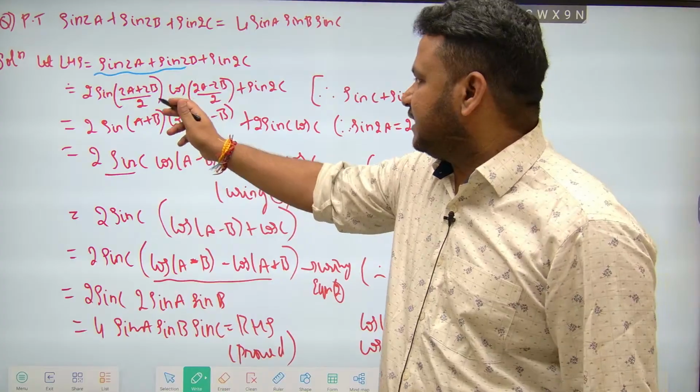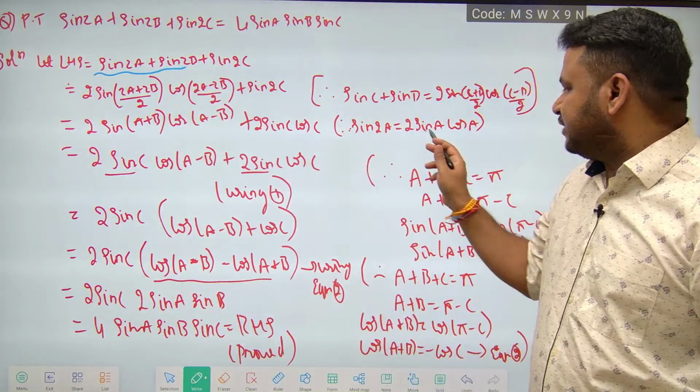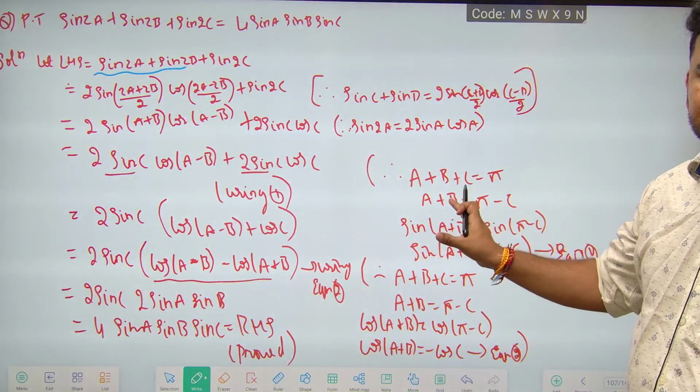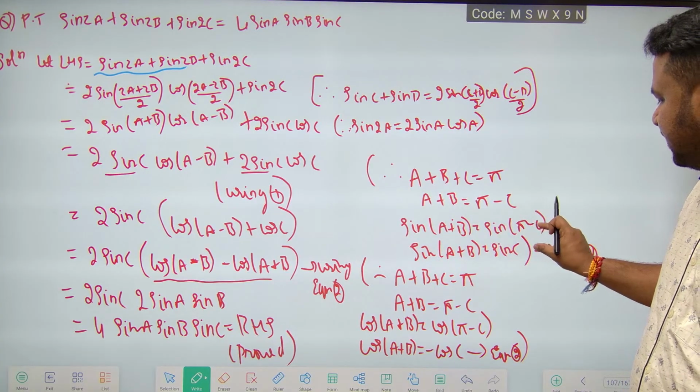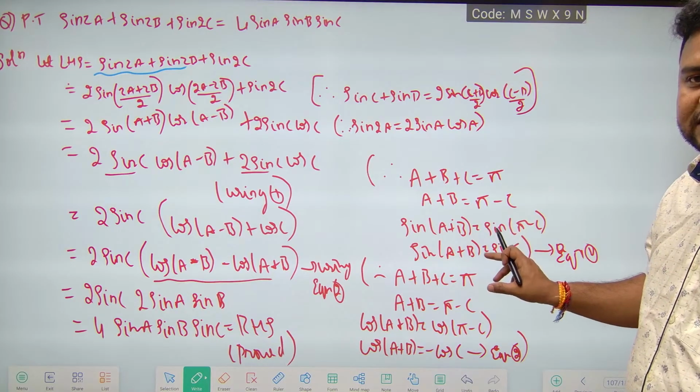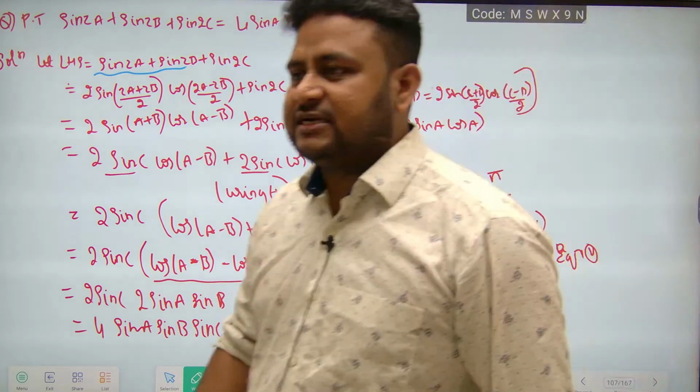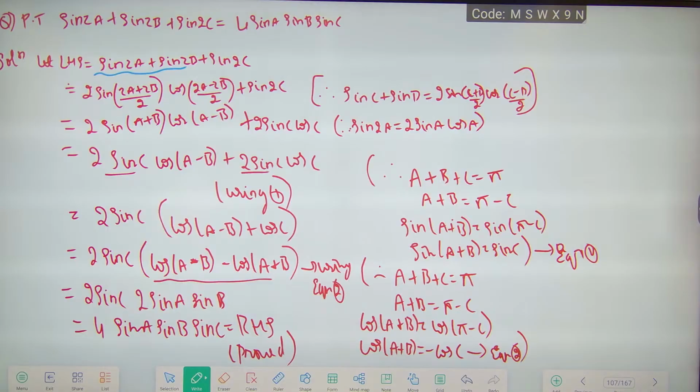First we applied sin c plus sin d, then we applied sin 2a. Then we used the property of triangle, a plus b plus c is equal to pi. So sin of a plus b is equal to sin of pi minus c. Sin of pi minus c is, that is, sin of 180 minus theta is sin theta.